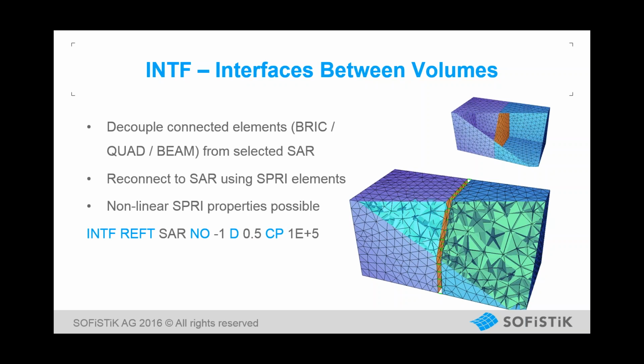And as shown in this command, we have, for example, selected structural area number 1, providing a plus or a minus sign in order to select at which side of the structural area we want the interface to be generated. And afterwards, SOFiMSHA will detect all brick elements that are connected to this structural area, decouple them from the structural area, and introduce spring elements in between.